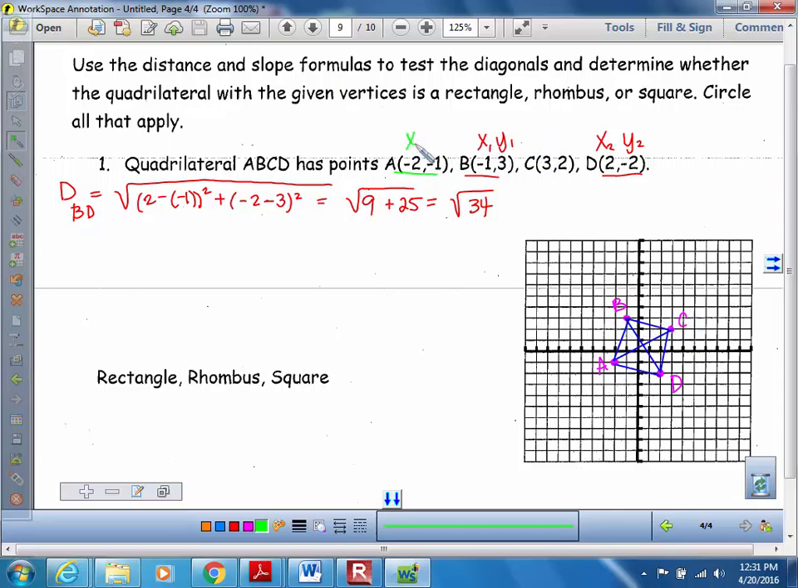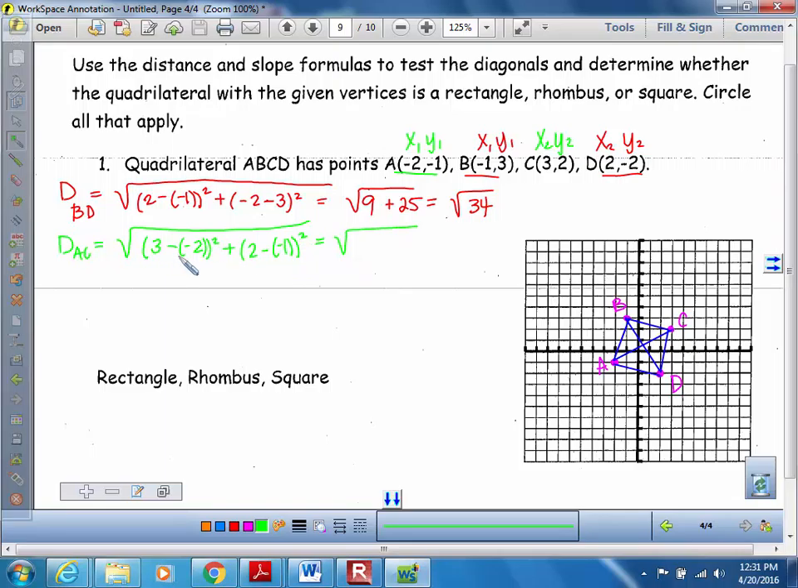Now, I need to find the distance from A to C and see if those are the same. So I'm going to label my points X1, Y1, X2, Y2, and do the distance from A to C this time. So that's going to be 3 minus a negative 2 squared plus 2 minus a negative 1 squared.